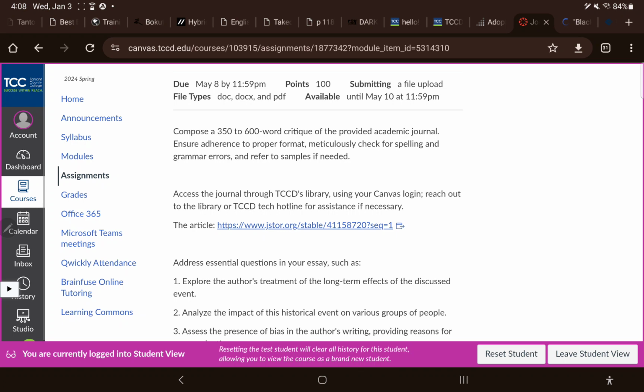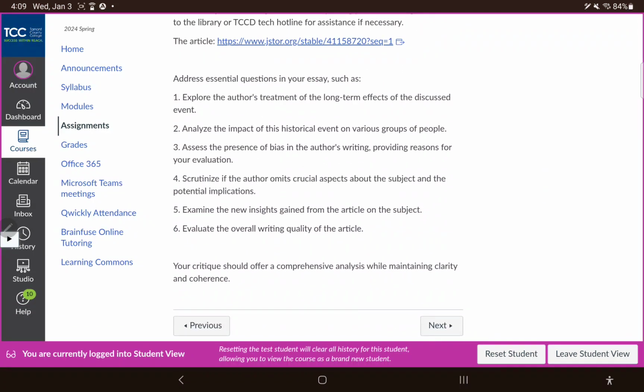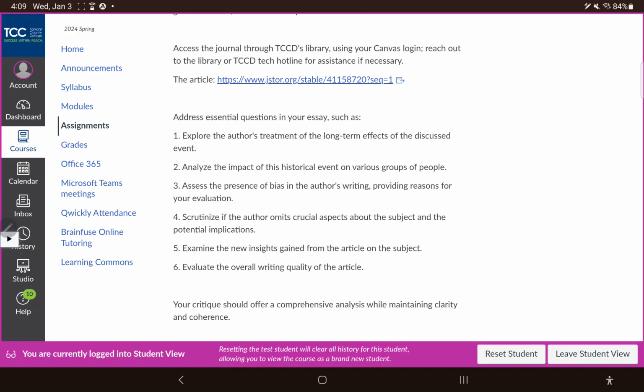Don't expect to get this essay or the other one done in one night. You're going to have to take some time, revise and edit your work, read over it, add to it, take away from it if you need to. And of course, I got some guiding questions for you on this one. You want to explore the author's treatment of the long-term effects discussed by the event, analyze the impact of the historical event on various groups of people. Does he mention this stuff? Does he mention how the Harlem Renaissance affects more than just African Americans out of Harlem? And how does he do it?